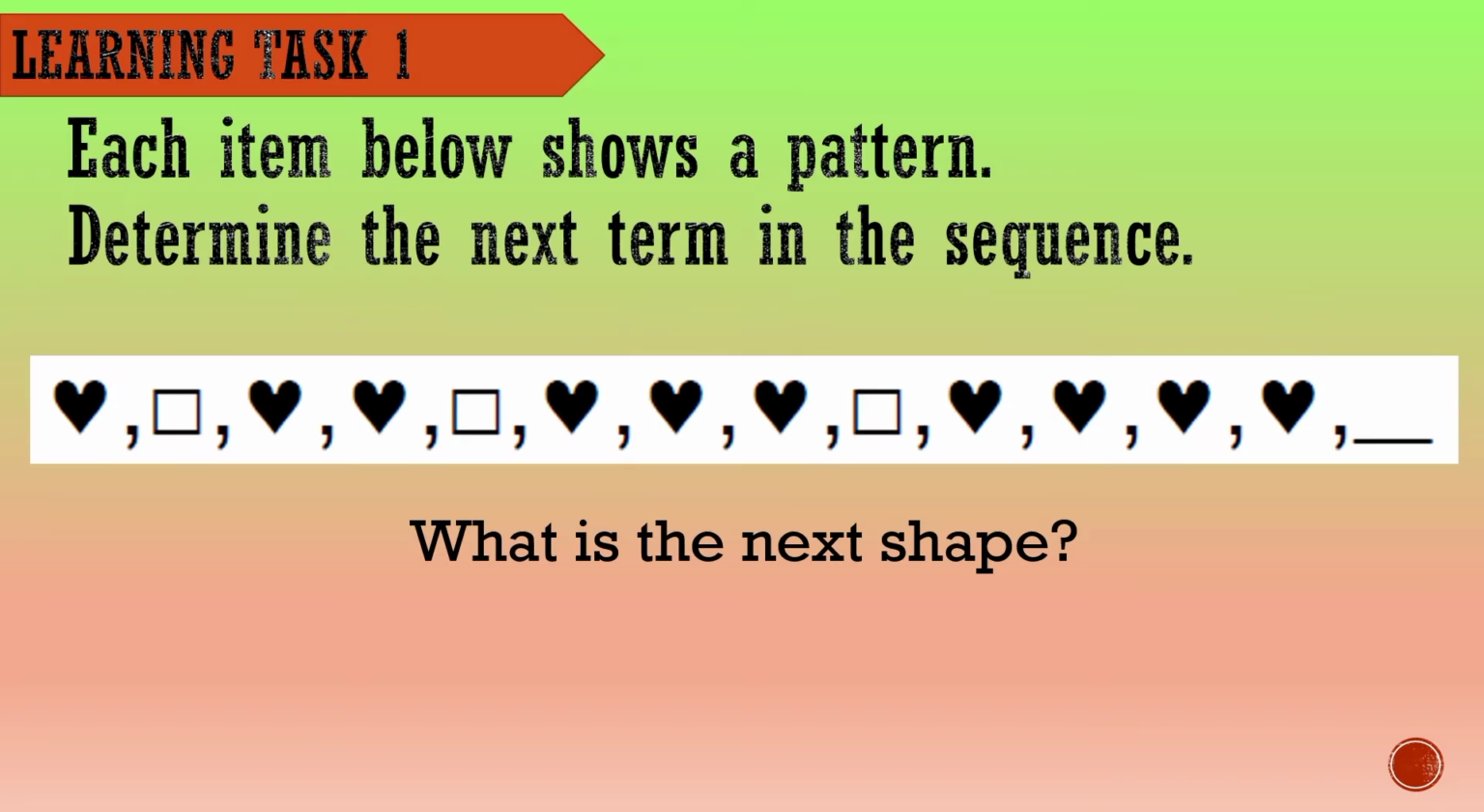Now, let's have learning task 1. Each item below shows a pattern. Determine the next term in the sequence. Look and observe the picture. What do you think is the next shape? If you say it is a square, then you are correct. How about the next one?